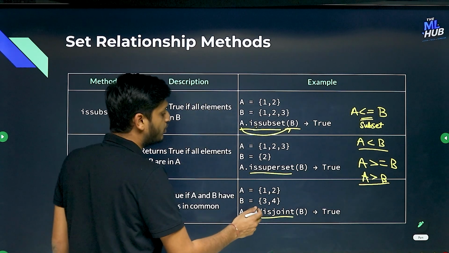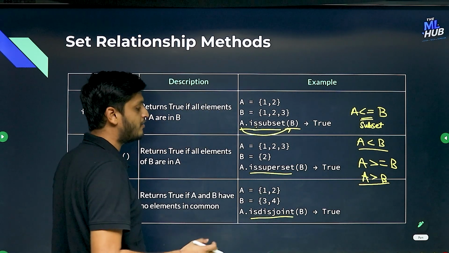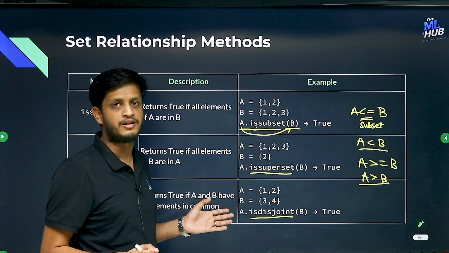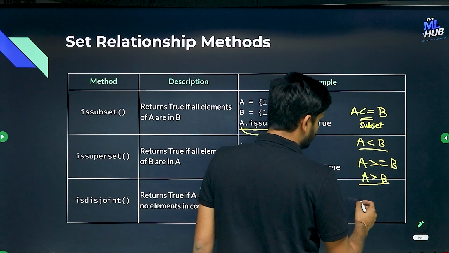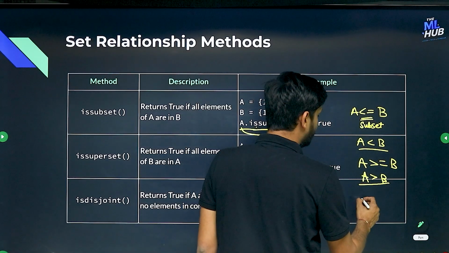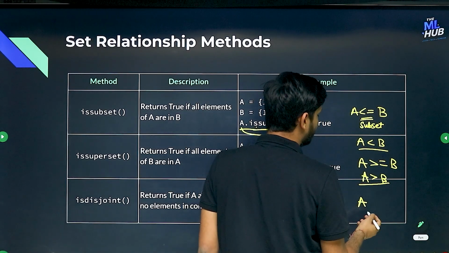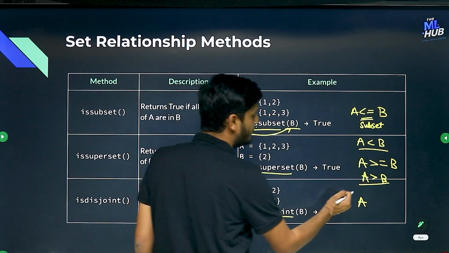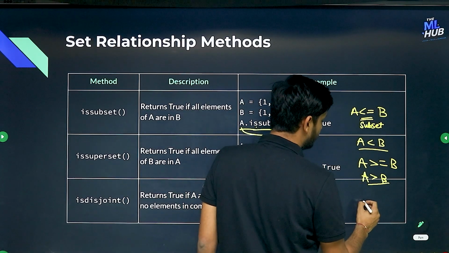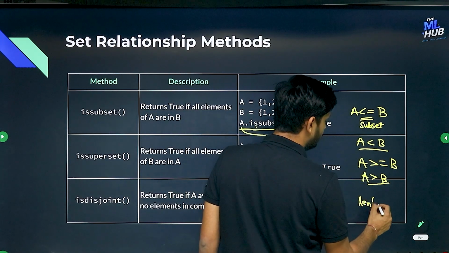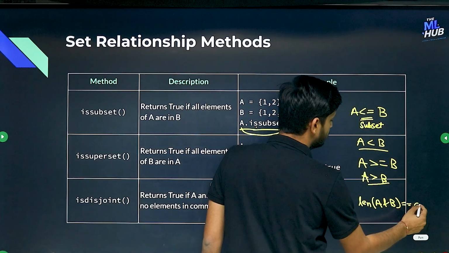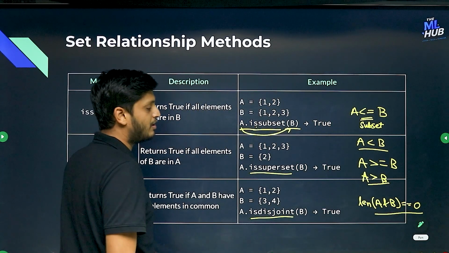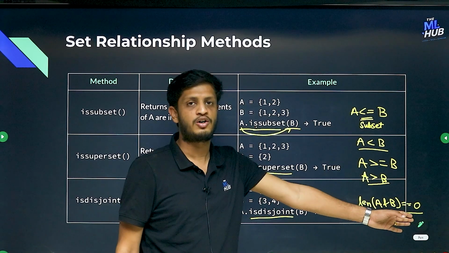This is new. If you want to check whether two sets are disjoint, which means they don't have any elements in common, another way of doing it is to check that A intersection B is empty. So you can write it like this as well: length of A intersection B, which means A and B, is 0. This is also the same thing, right? It will also check whether A and B are disjoint or not.